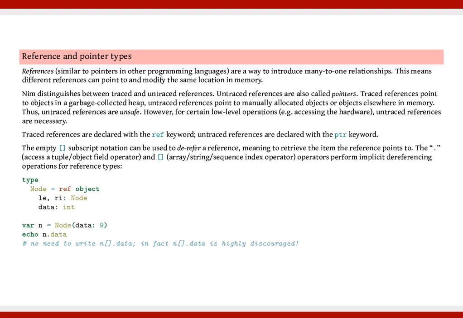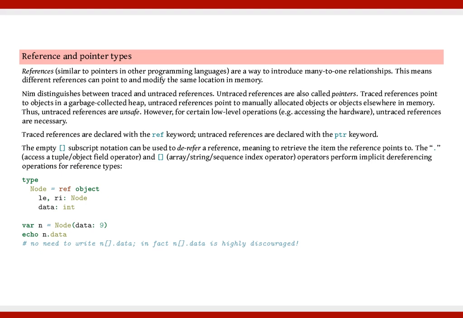Traced references are declared with the ref keyword. Untraced references are declared with the ptr keyword. The empty brackets subscript notation can be used to de-reference a reference, meaning to retrieve the item the reference points to. The dot (access a tuple/object field operator) and brackets (array/string/sequence index operator) operators perform implicit dereferencing operations for reference types.